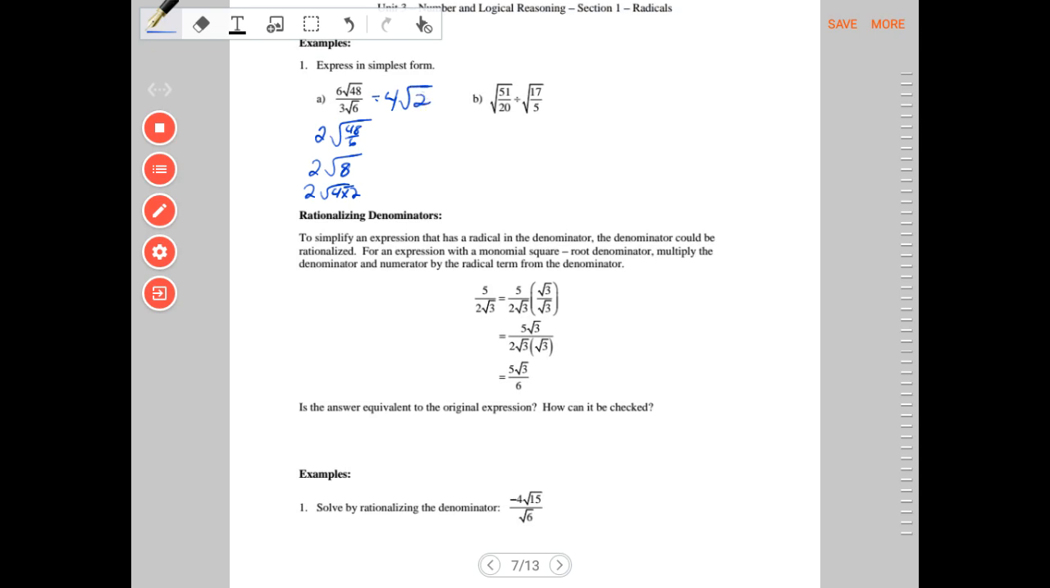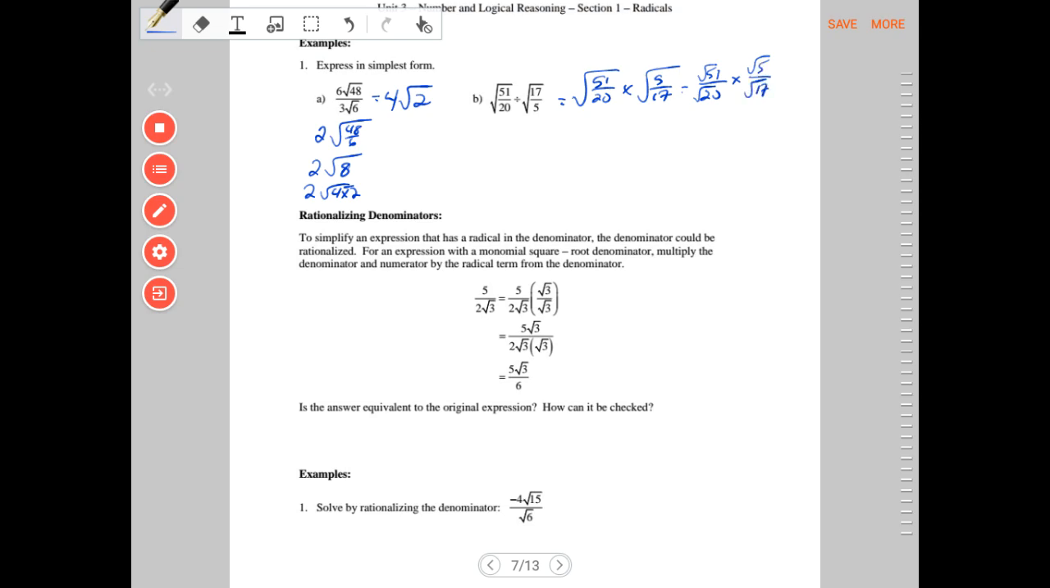Ooh, part B looks like fun. Okay, so when we're dividing fractions, we flip and multiply, so the front guy stays as is, root 51 over 20, and becomes times root 5 over 17. Okay, good. So we can write them as separate radicals. So that's root 51 over root 20 times root 5 over root 17.